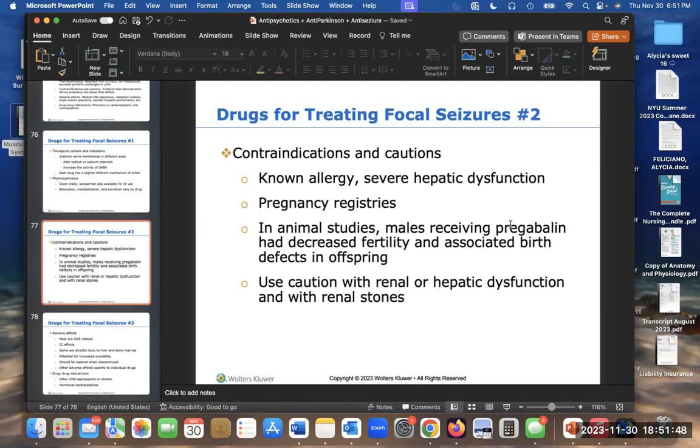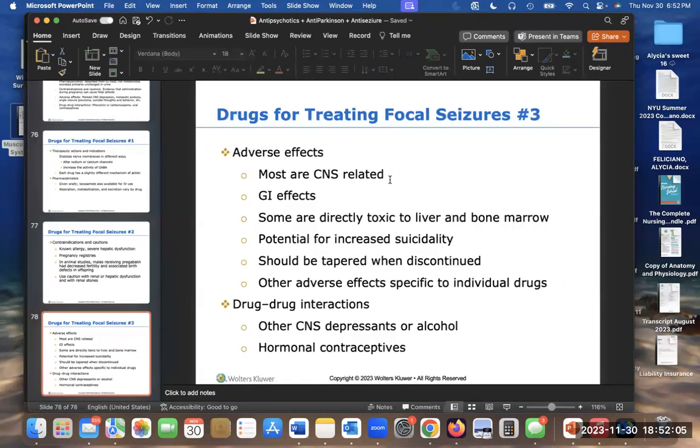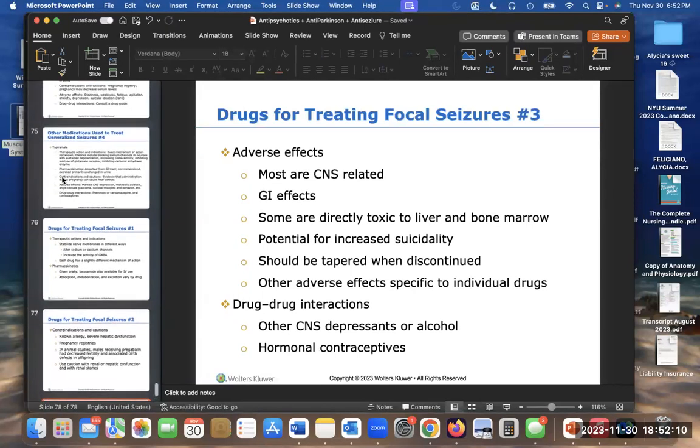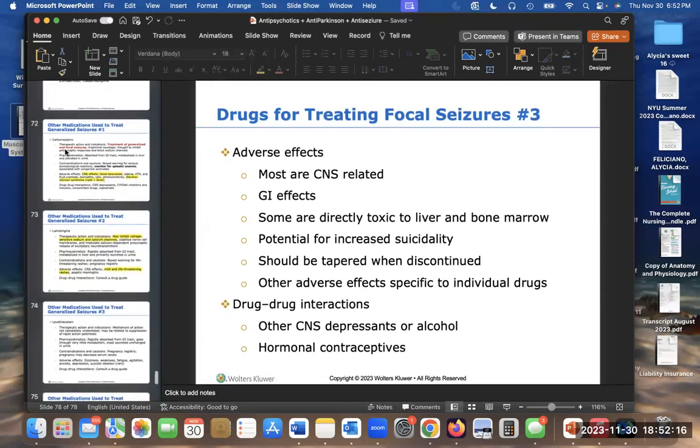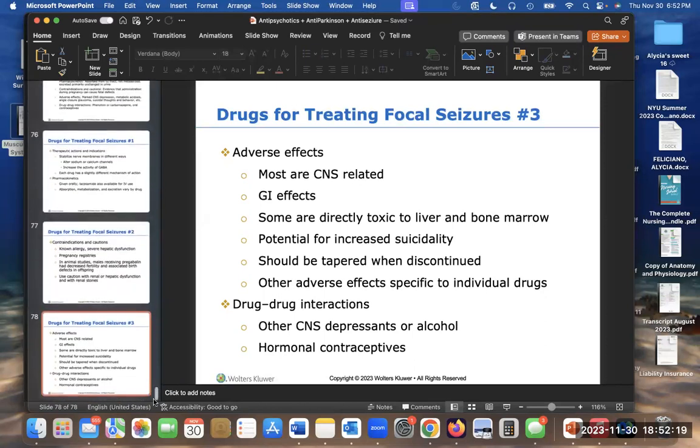I think an example is pregabalin. It decreases the effects of fertility. So what do we want to tell them? Hey, if you're trying to become pregnant, use barrier contraceptives because it could cause birth defects. Okay? And adverse effects, right? CNS related, GI, could be toxic to the liver, okay? I didn't see any focal seizure drugs, but I'm guessing it's an example like carbamazepine, since that one also can treat focal seizures, like generally what they're talking about for this class in general, and always other CNS depressants, alcohol, or hormonal contraceptives.